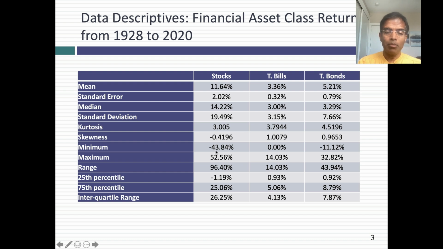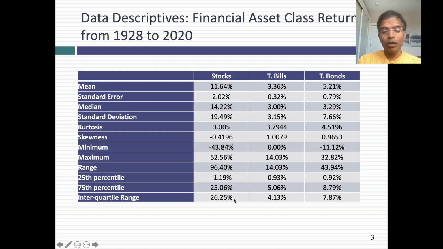Now, if you look at the minimum and the maximum, the worst year for stocks in those 93 years was a minus 44% return. The best year was about a 53% up year. You take the difference between those two numbers, you get a range of 96%. Again, how would you use the range? You make comparative statements, and it tells the same story that the standard deviation did, which is stocks are much more divergent, much more volatile than T-bonds, which in turn are much more volatile than T-bills.